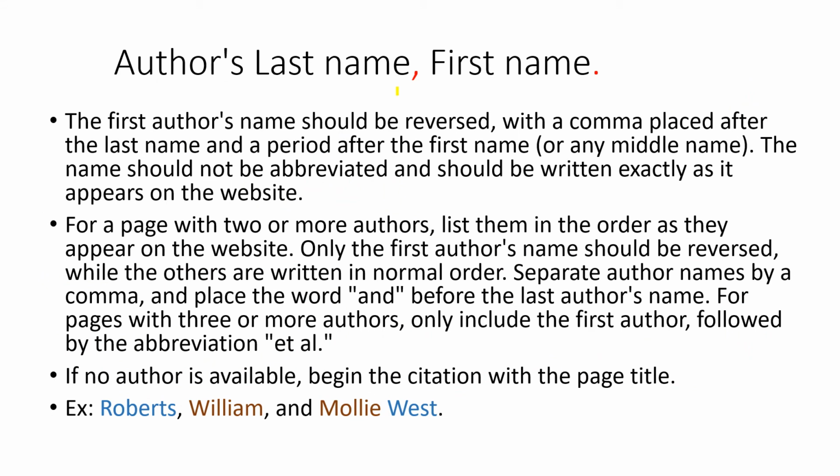So, author's last name, comma, first name, period. That's basically what's important to know here. If ever you're interested in knowing more and reading this slide, just pause the video and read it. I just don't want my videos to be too long. So if no author is available, then skip it, right? And begin with the page title. But don't forget the page title will still be in alphabetical order in your works cited page.